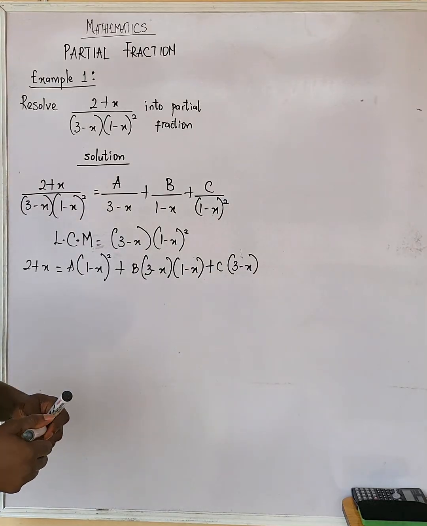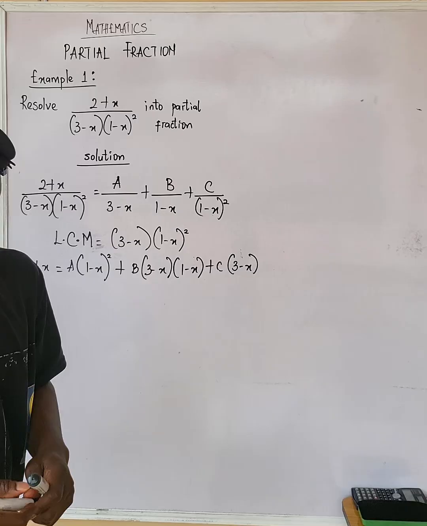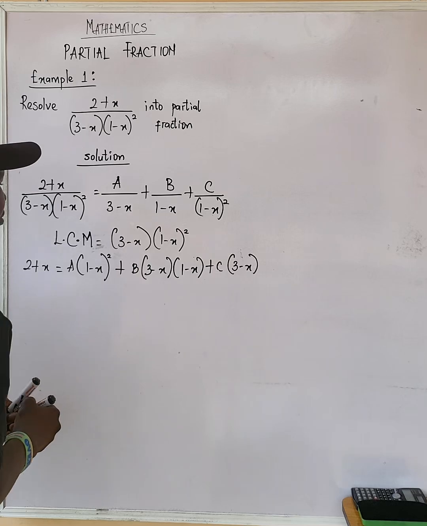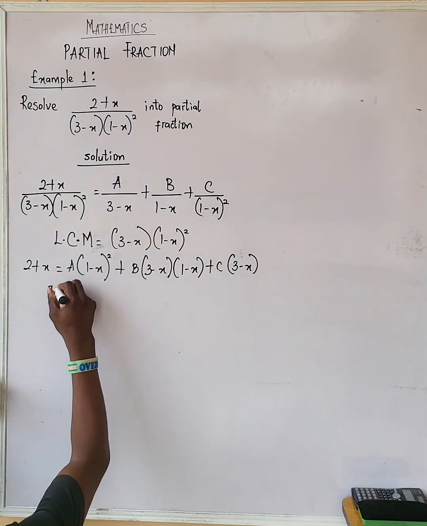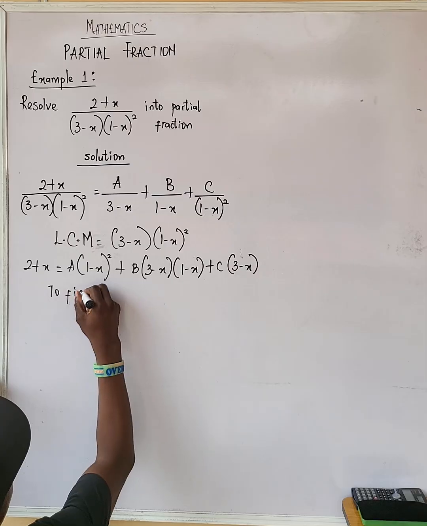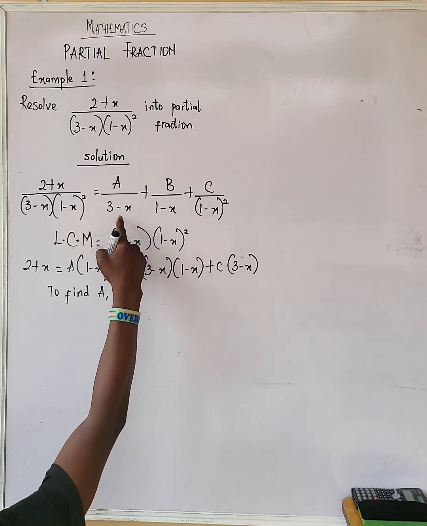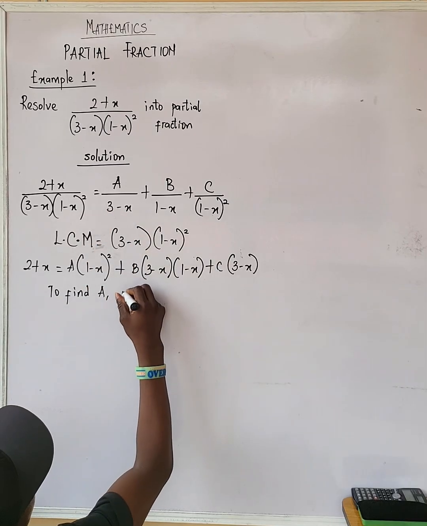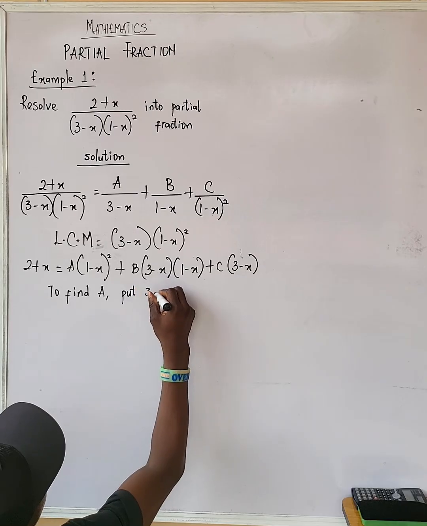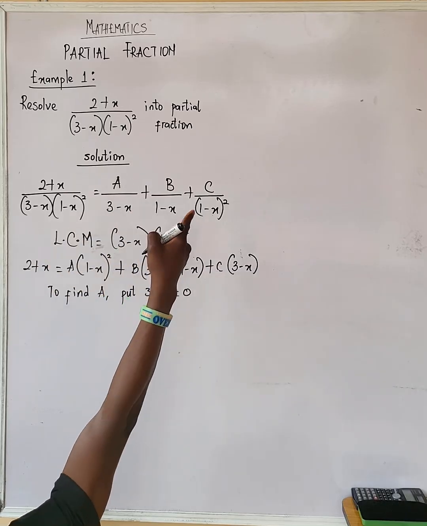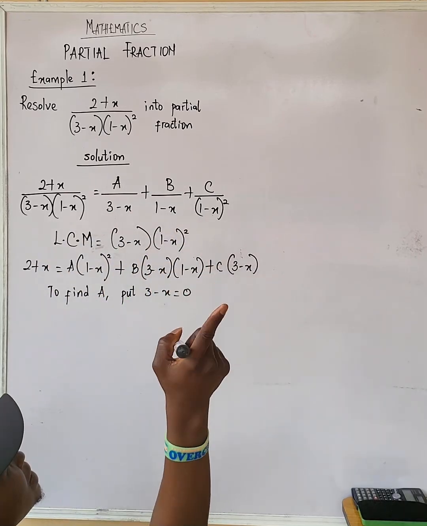So the next thing, our major aim is to get this a, b, and c. That's our major aim. So how do you get it now? Let's start with a. You say to find a, you now come under a where you split it. What is under a? You say put 3 minus x equals to 0. You put it equals to 0. If I want to find b, you come under b. You equate. You know that's the way we did it now.